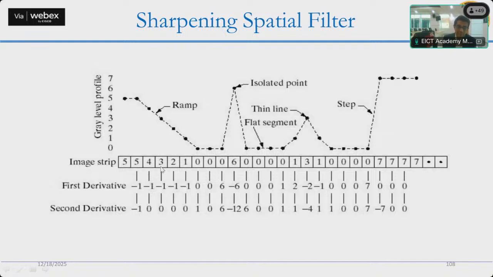So 4 minus 3. What we are doing is f(x+1) minus f(x). Here f(x+1) is the later one, 4 minus f(x), so it will be minus 1. Then 3 minus 4 will be minus 1. 2 minus 3 is minus 1. In this way, we can complete the image strip here. What is this? This is basically a ramp function. We have calculated the first derivative, we have calculated the second derivative, and that is all.